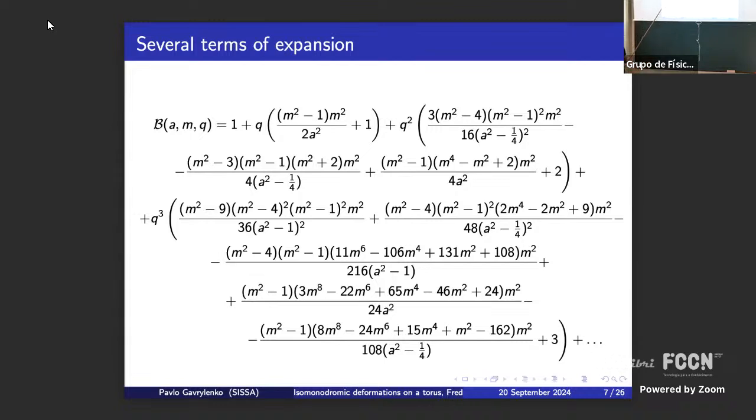And one check that we can do here is to put m equals 0 and see that it turns into this leading order. But in general, it is some function.